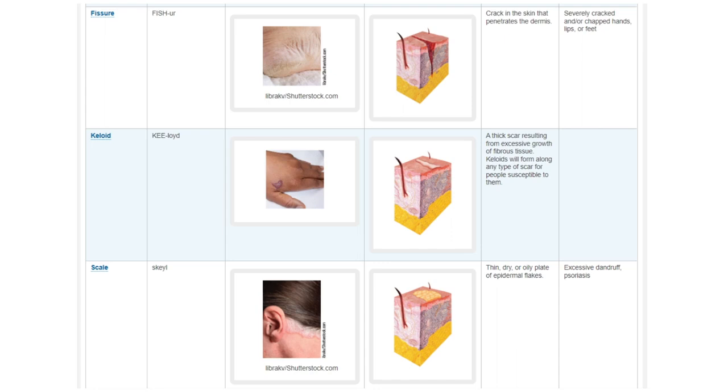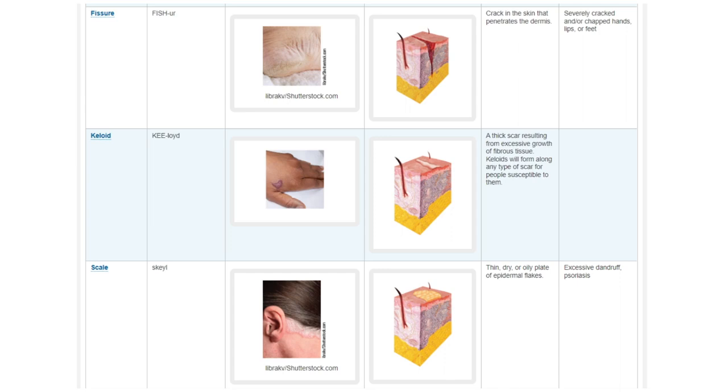Secondary lesion, fissure. Description: crack in the skin that penetrates the dermis. Example: severely cracked or chapped hands, lips, or feet. Secondary lesion, keloid. Description: a thick scar resulting from excessive growth of fibrous tissue. Keloids will form along any type of scar for people susceptible to them.